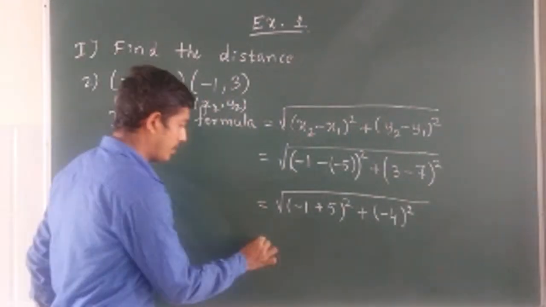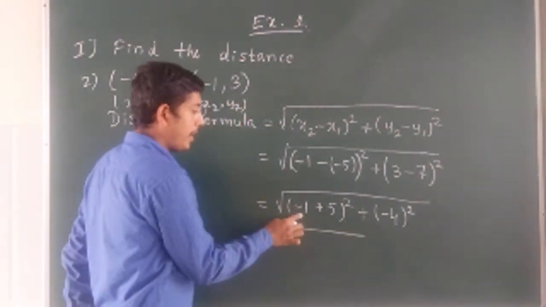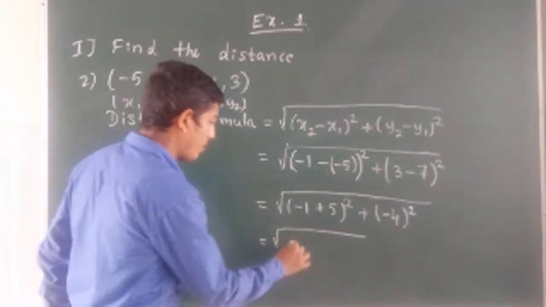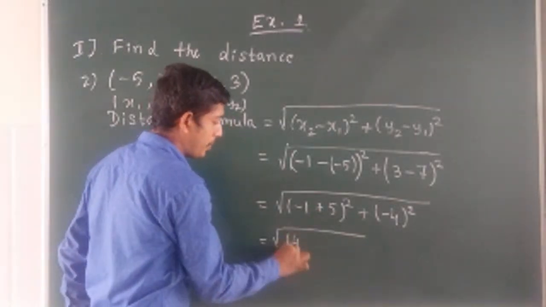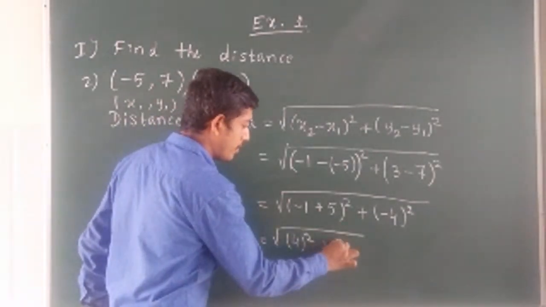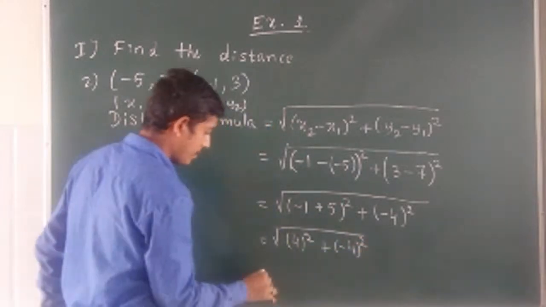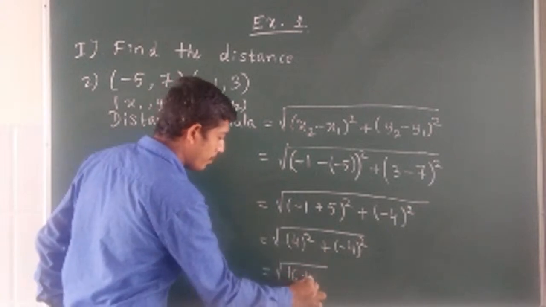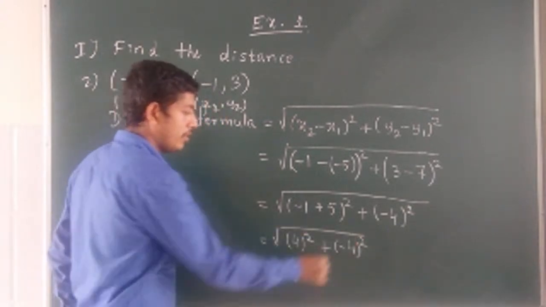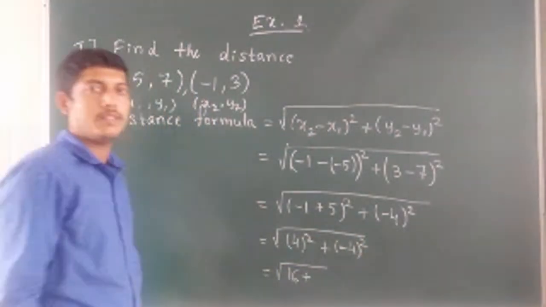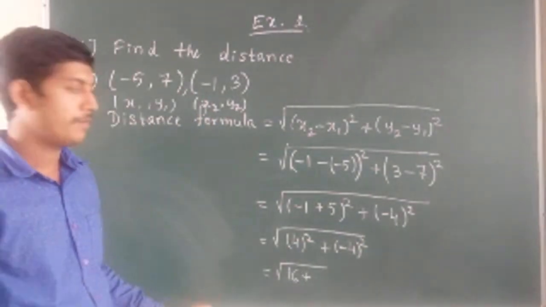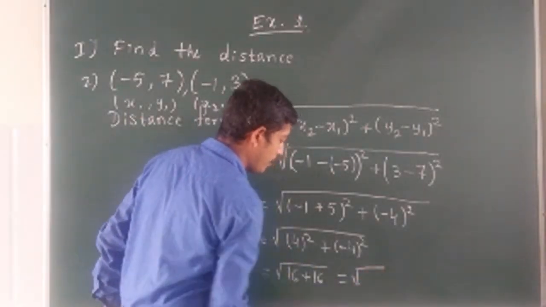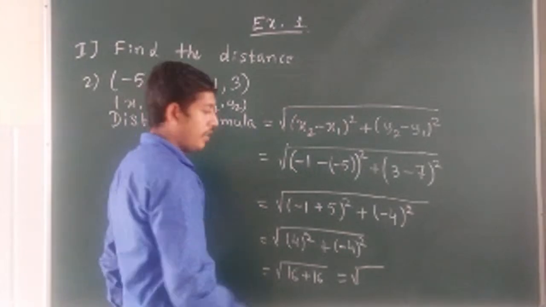And that is equal to square root of minus 1 plus 5. Signs are different, therefore we have to subtract. 5 minus 1, 4 and sign of highest one is plus, minus 4 square. So it becomes square root of 4 square is 16 plus minus raised to even power. So minus raised to even power, it gives plus 1. Then 4 square is 16. That is equal to square root of 16 plus 16, 30.